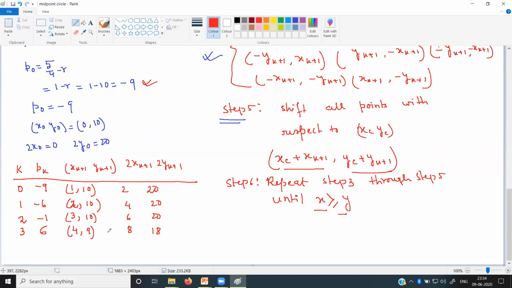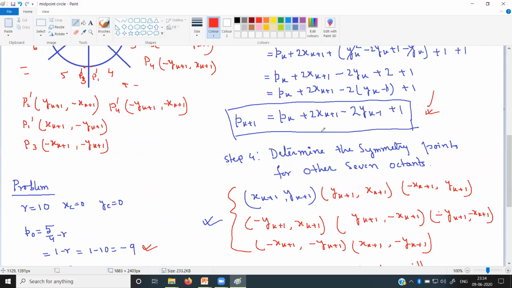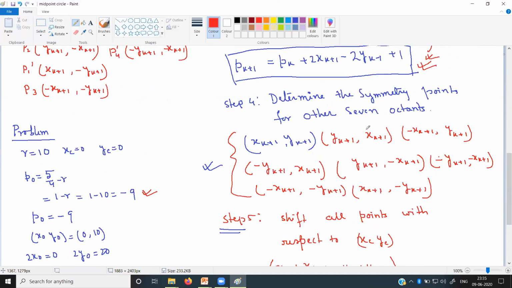Now in the next iteration, that means in the fourth iteration, again I have to compute the decision parameter. So how can we compute here? Here you can see the value of pk is greater than 0. So I have to use this second equation. So it is pk plus 2xk plus 1 minus 2yk minus 1 plus 1.